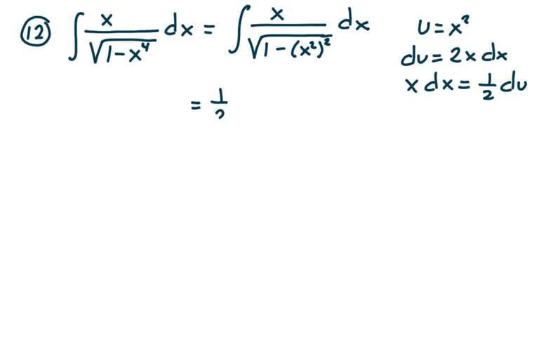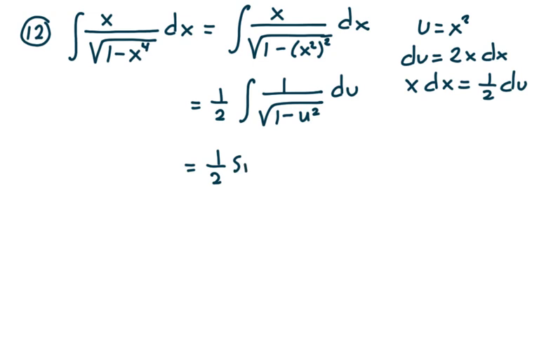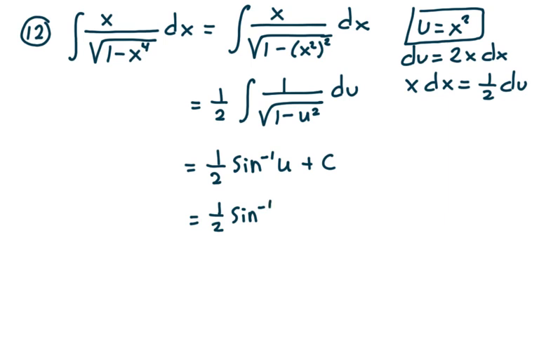And so this is 1/2 the integral of 1 over the square root of 1 minus u squared du. And so this is 1/2 arc sine of u plus c. But remember, u is equal to x squared. So this is 1/2 arc sine of x squared plus c. And that's how we do problem number 12.